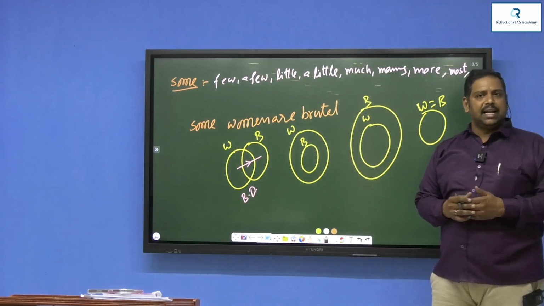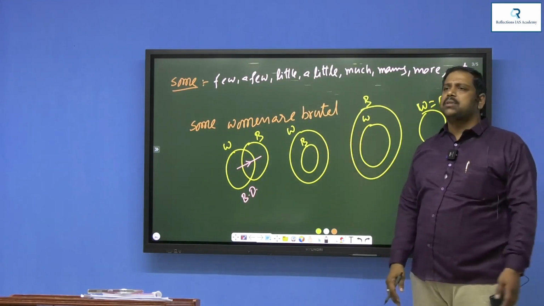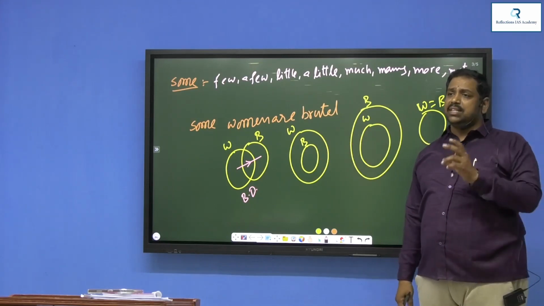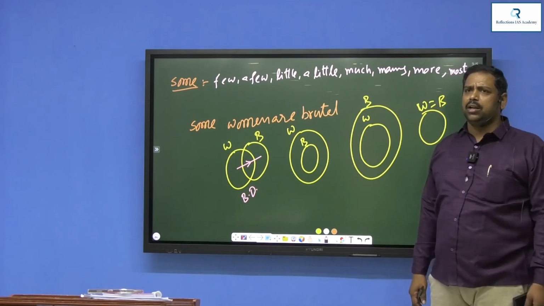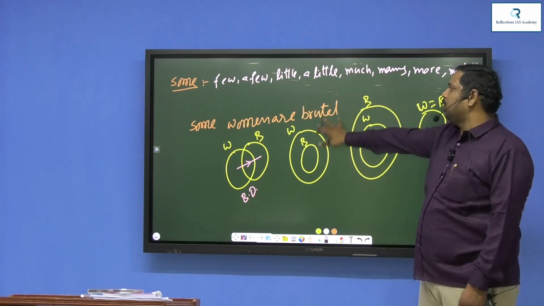So sometimes he says that, okay, some chairs are tables. Sometimes he will say that few chairs are tables. Yes or no? Sometimes he will say that, okay, many tables are chairs. All are same or different? Say it loudly. Same. Okay, so all will have same.